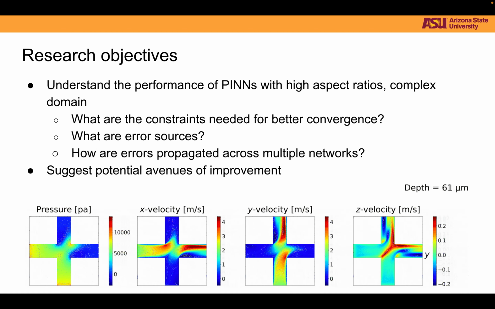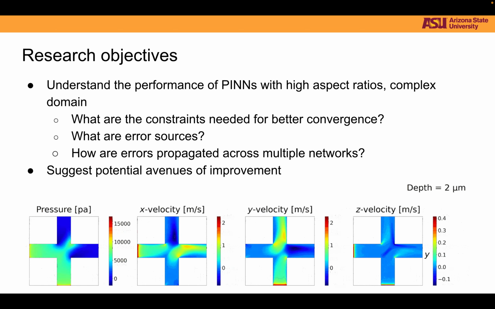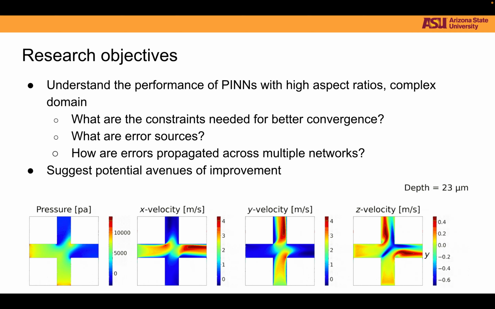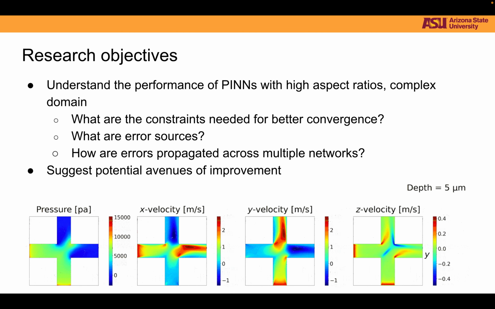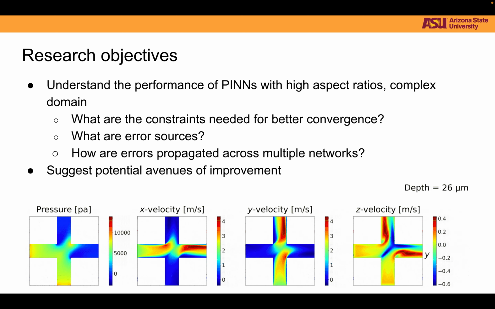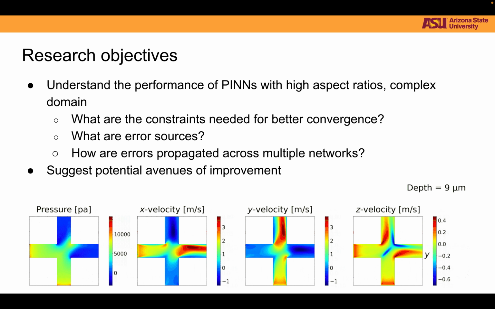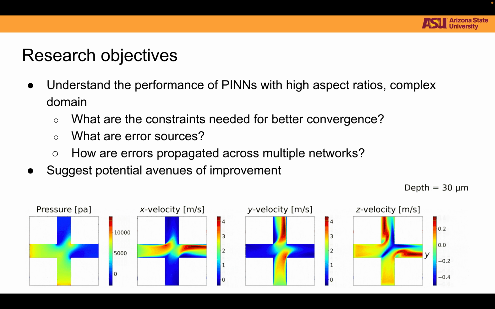So some of the research objectives that we specifically want to look at is to understand the performance of PINNs on these very complex and high aspect ratio problems. Specifically for this case, we have a cross-shaped flow, so there's going to be a lot of flow recirculation and such. We want to see if the PINN is able to capture this, and what sort of convergence criteria we need, what error sources exist, and how errors propagate along our channel.